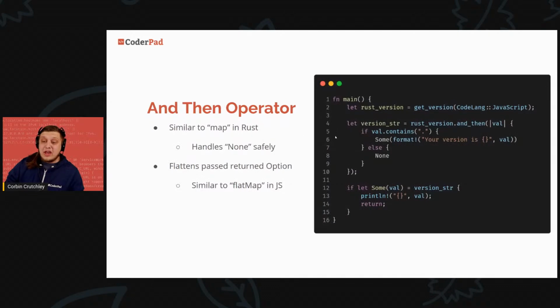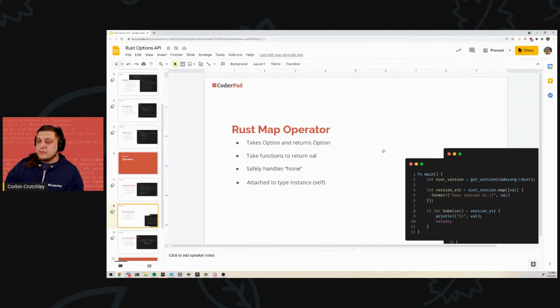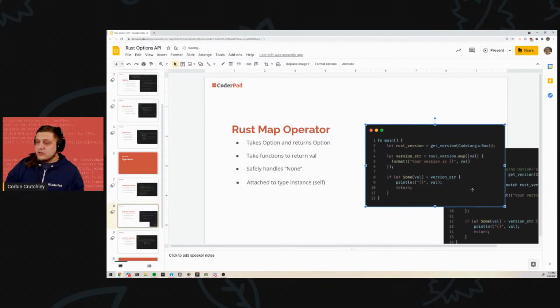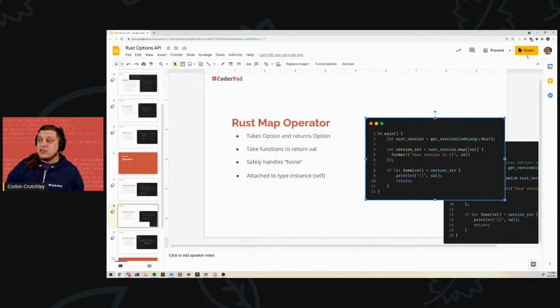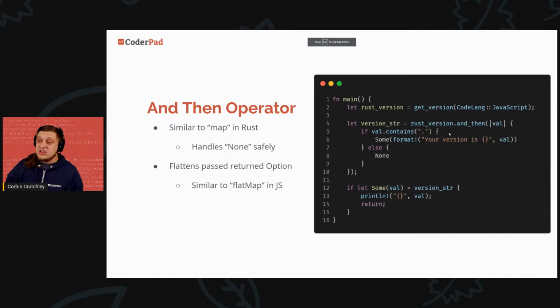There's also the and then operator, which is similar to map, but more similar to flat map in JavaScript, in the sense that you do return some or none. Before, you just returned the string value; you wouldn't have to wrap it in some or none or anything like that. But with the and then operator, you do wrap it in some or none, and then it unwraps those values and turns it into a some or none respectively, right?